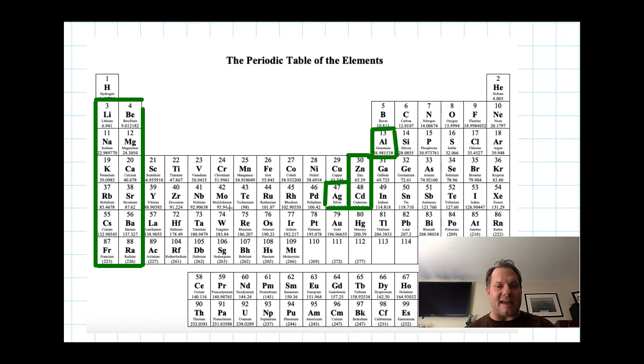I can't just say tungsten carbonate. I would have to indicate the charge of that tungsten with a Roman numeral. Green box, no Roman numeral. Outside the green box, yes, you need a Roman numeral.